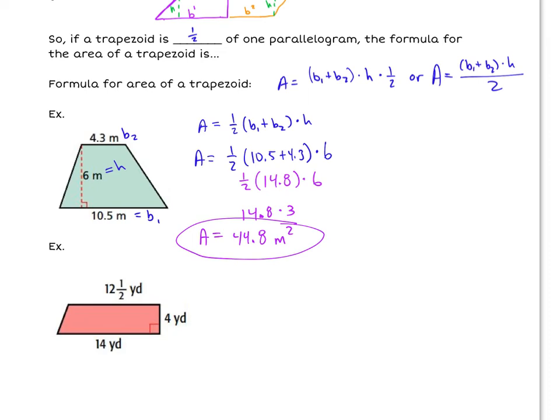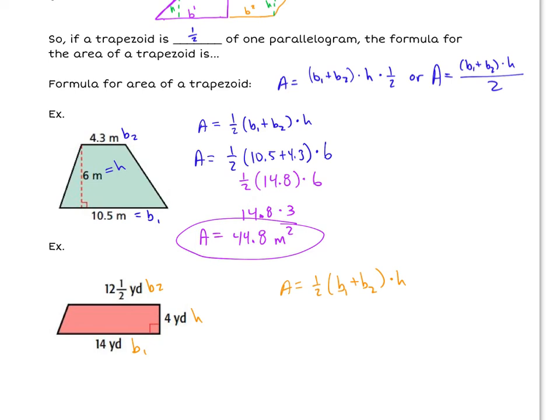So we'll try it now with our second example. And this one has a fraction in it as well, so make sure you are using your calculator properly for that. So area equals 1/2 times base 1 plus base 2 times the height. So we have base 1, we have base 2, and we have our height. And notice I can use this 4 as the height because it's a 90-degree angle straight up and down. If they had a measurement here, it would not be 4, it would be a different number. I would not want to use that.